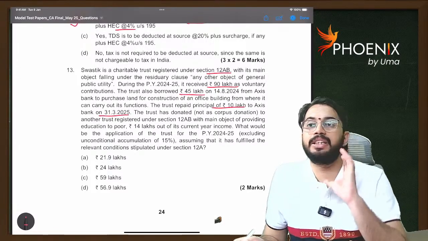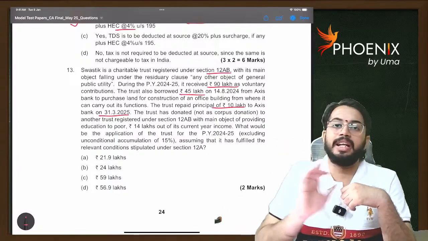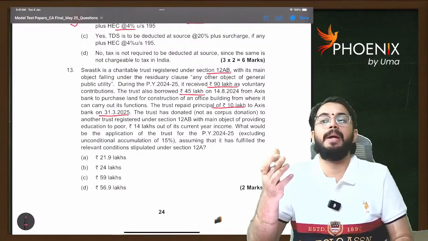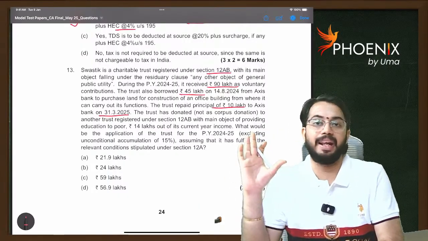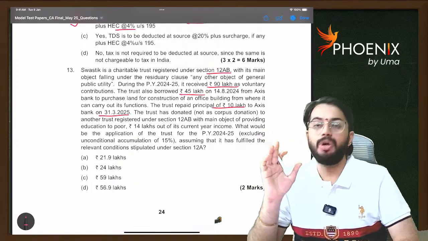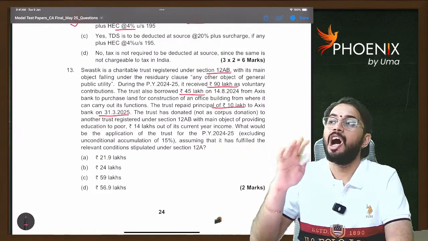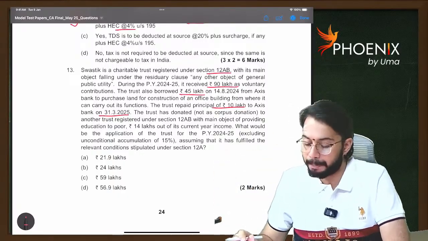See, in trust taxation we have discussed, whenever any loan is taken by trust, it is not treated as applied. Whenever loan taken is repaid, at the time of repayment, whatever the amount repaid is there, it will be treated as applied. Am I correct? So 45 lakhs loan taken, 45 lakhs is not treated as applied. How much is repaid? 10 lakhs is repaid. Only 10 lakhs will be treated as applied.